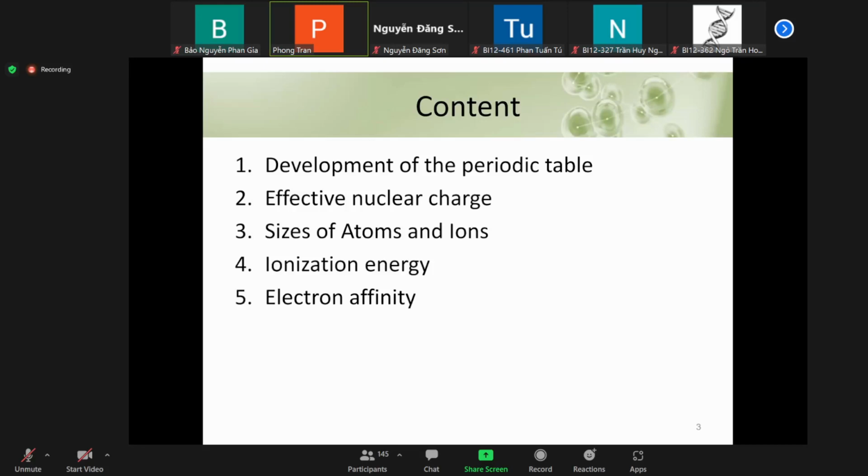The periodic table you are seeing today is in quite a recent form. Previously, we had several people who proposed different tables. So we will look at the main contributions to see how the table has been established. Then we talk about the effective nuclear charge.